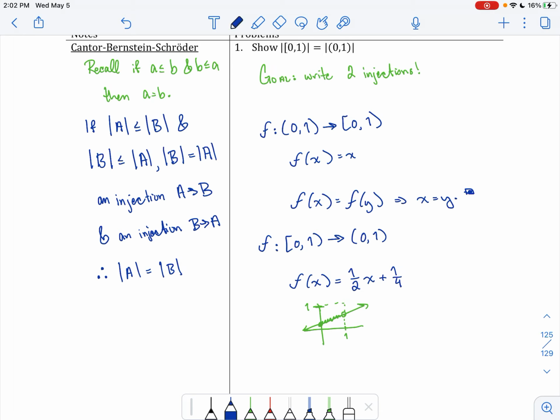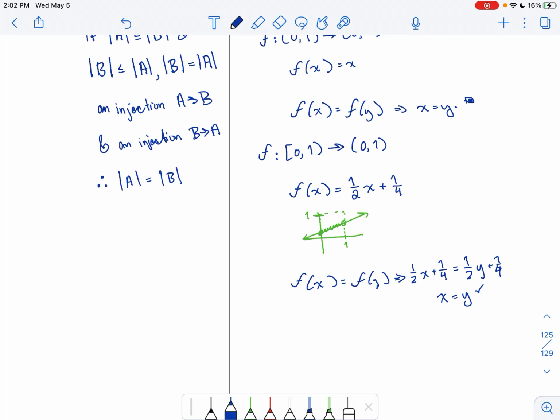So again, not a surjection, absolutely an injection, which we can prove by saying f of x is equal to f of y. And that implies that 1/2 x plus 1/4 is equal to 1/2 y plus 1/4. Subtract 1/4 on both sides and multiply by 2, and you get that x is equal to y.